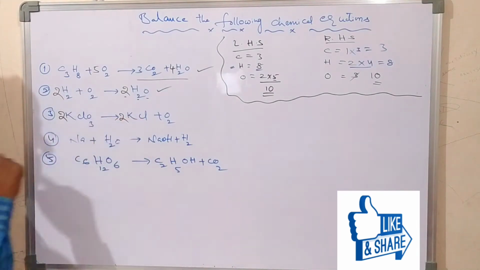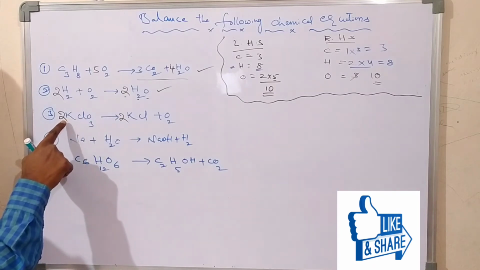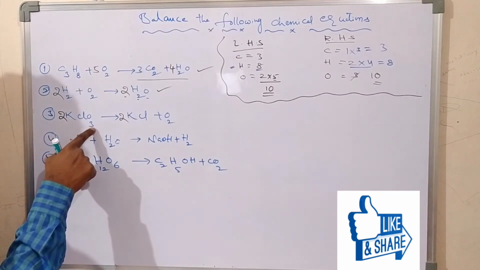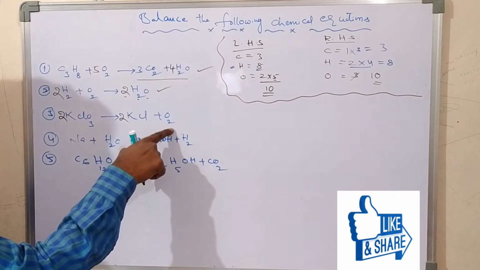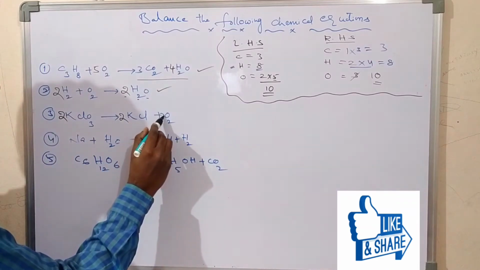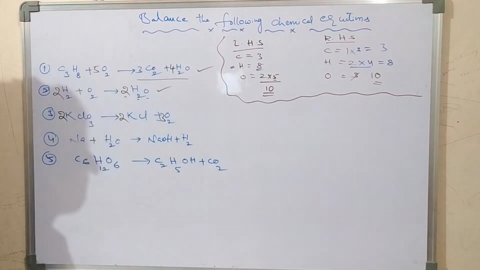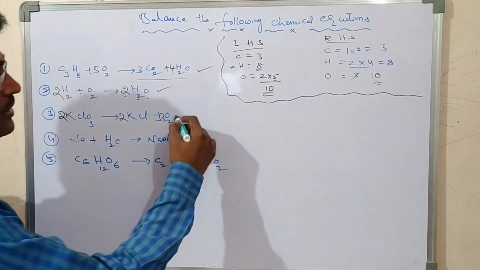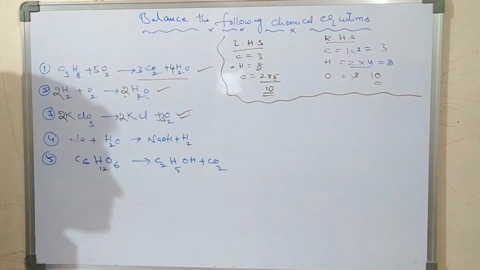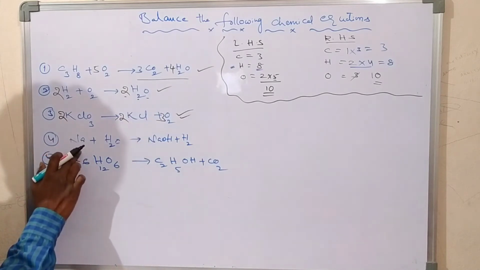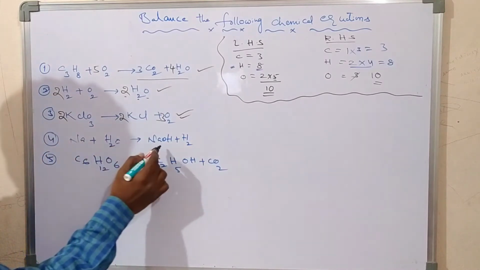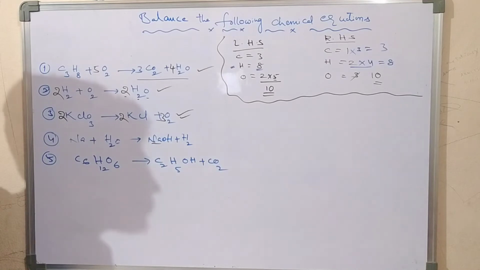Potassiums 2, here also potassiums 2. Chlorine 2, chlorine 2. Now we need to balance oxygen. 2 into 3, 6 are there; here only 2 are there. What do you have to put here? 3. 3 into 2, 6. It is also a balanced equation. We have to do it fast. Next, sodium reacts with water. What is it giving? Sodium hydroxide and hydrogen.